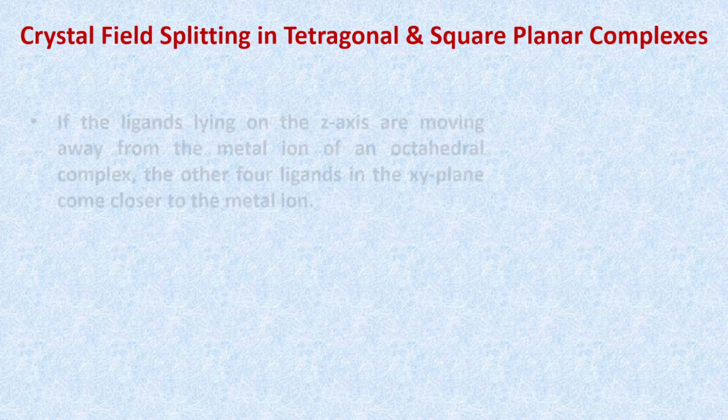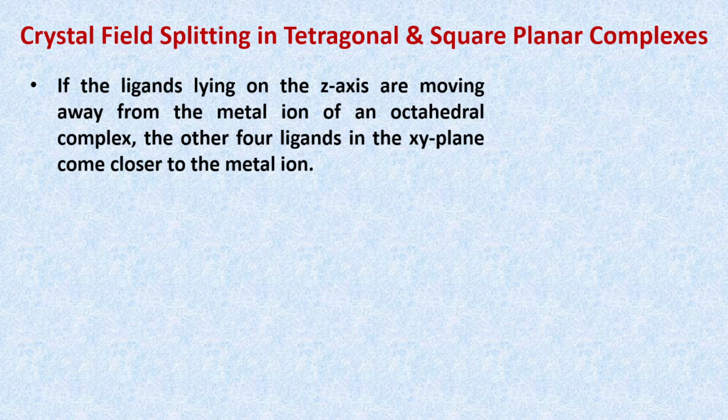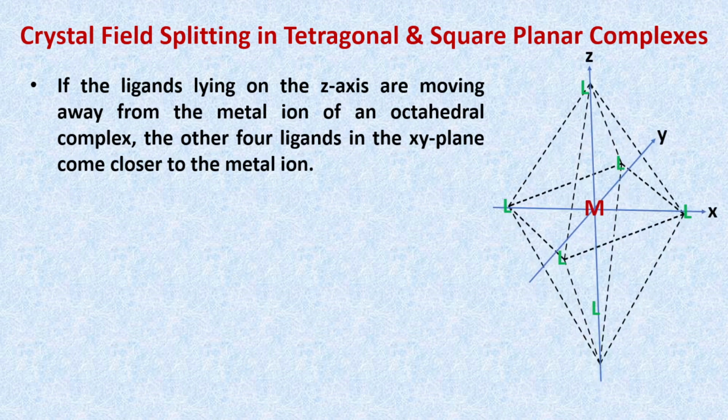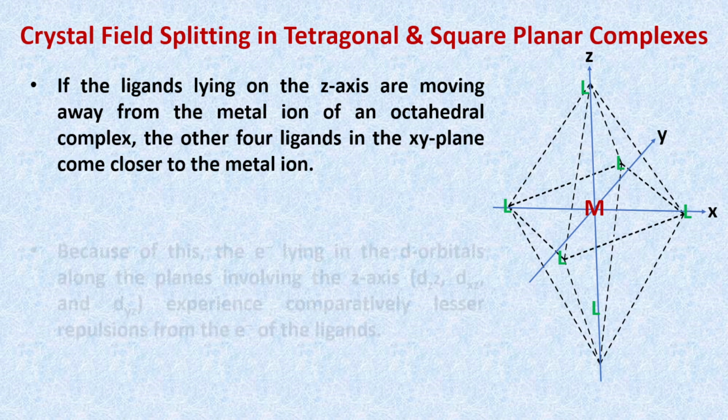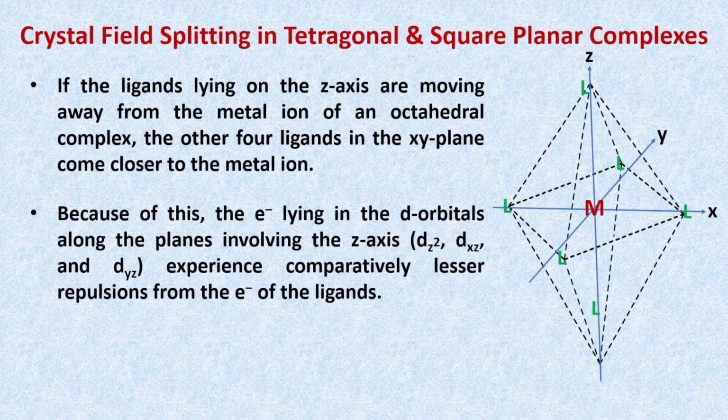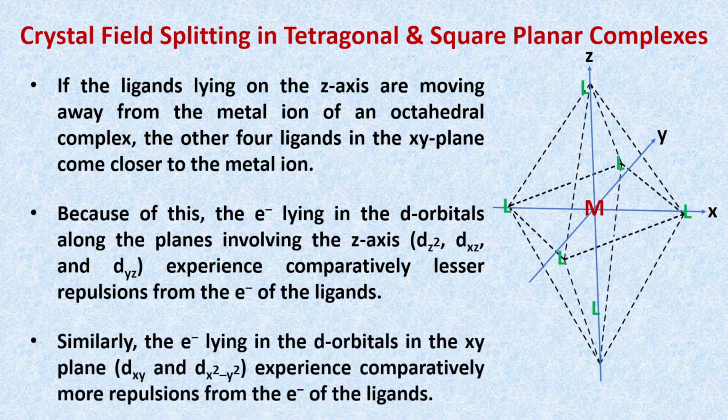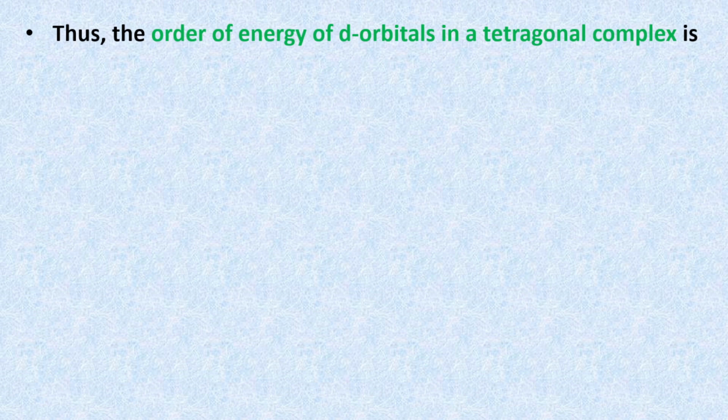Crystal field splitting in tetragonal and square planar complexes. In an octahedral complex, if the ligands lying on the z-axis are moving away from the central metal ion, the electrons lying in the d orbitals along the plane involving the z-axis, like dz², dxz and dyz, experience comparatively lesser repulsion from the electrons of the ligand. So, the electrons lying in the d orbitals in the xy plane, like dxy and dx²-y², experience comparatively more repulsion from the electrons of the ligand. Thus, the order of energy of d orbitals in a tetragonal complex is dyz = dxz < dxy < dz² < dx²-y².